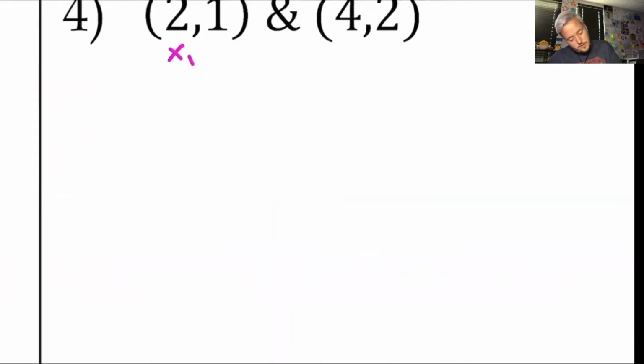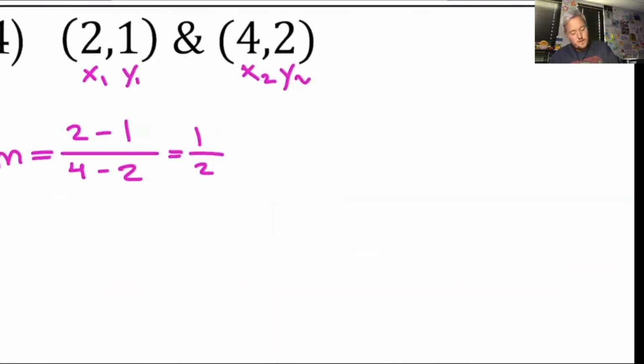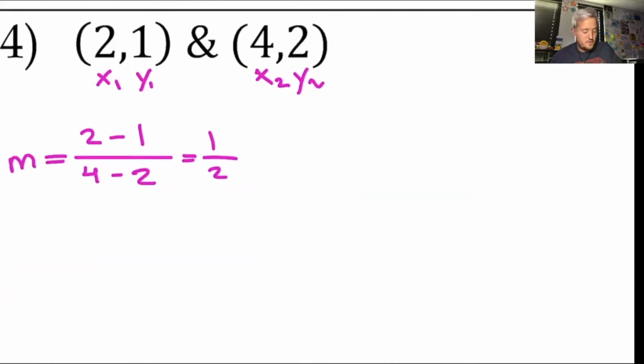So label, define the slope. All right, so my slope, which is y2 minus y1, so I'm gonna have 2 minus 1 over 4 minus 2. So that's gonna equal 1 over 2. All right, so now I'm gonna do the same thing as before. And you get to choose a coordinate. So I'm gonna choose 2, 1. Numbers are smaller.